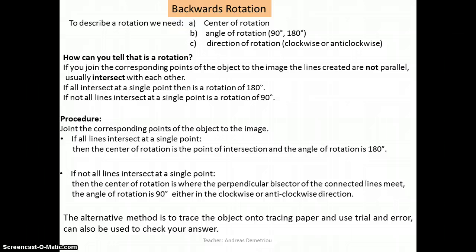Some students prefer to use a tracing paper, and by using the method of trial and error, you can find the center of rotation.